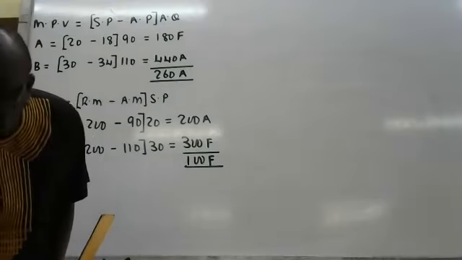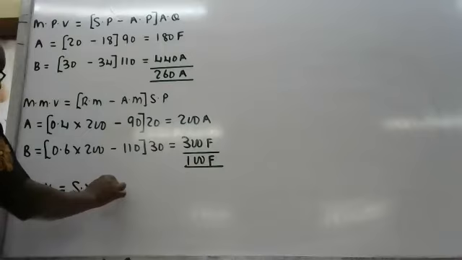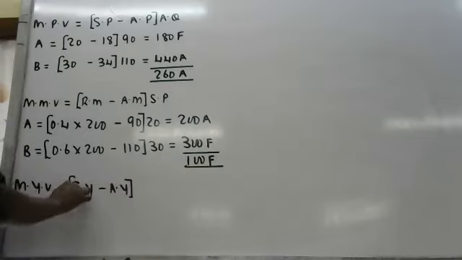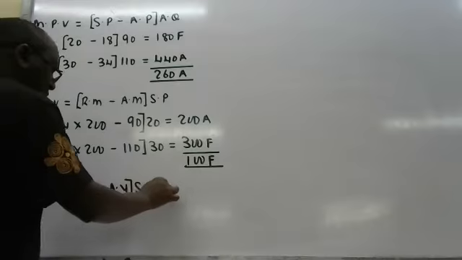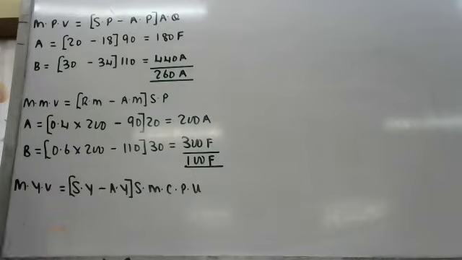The next one we are asked is materials yield variance. Materials yield variance. We said it is standard yield minus actual yield, you multiply by standard material cost per unit.